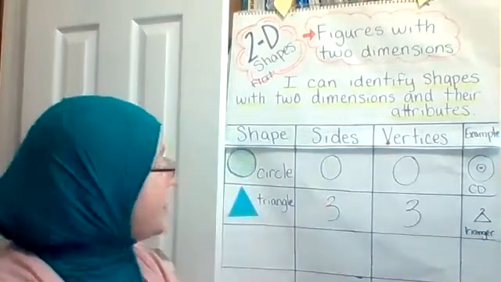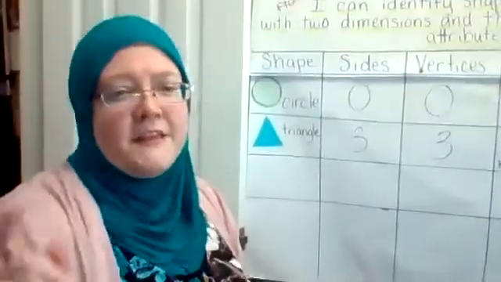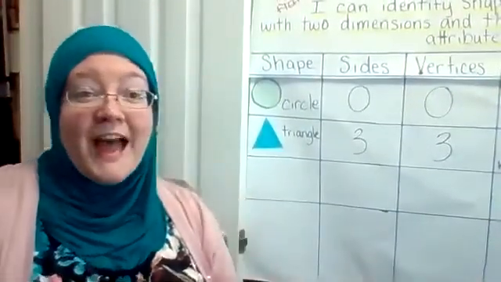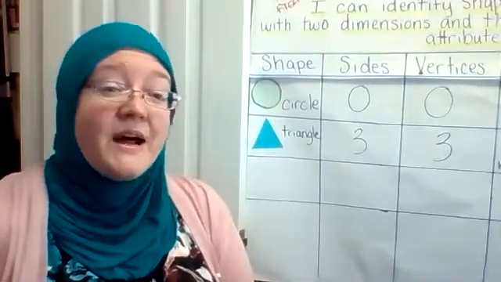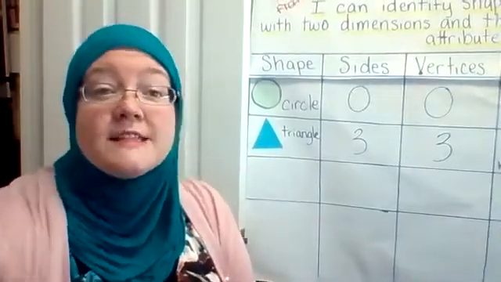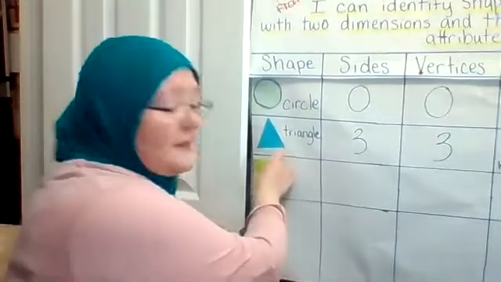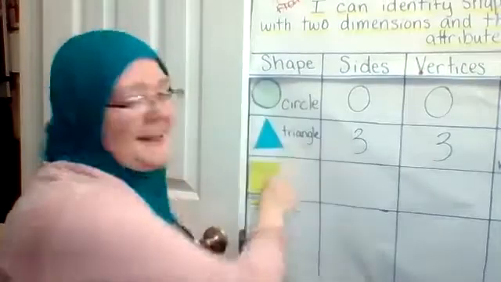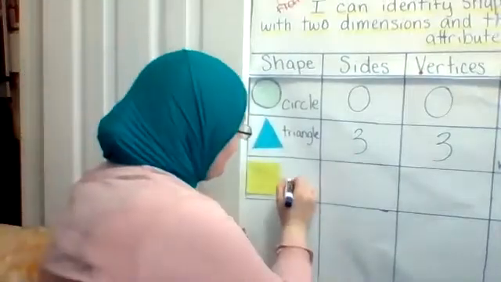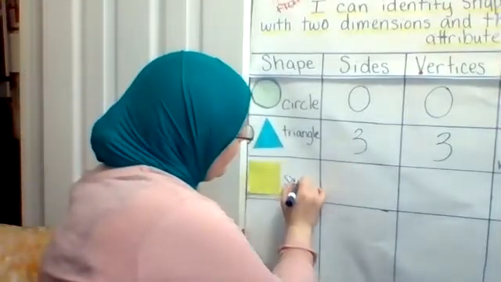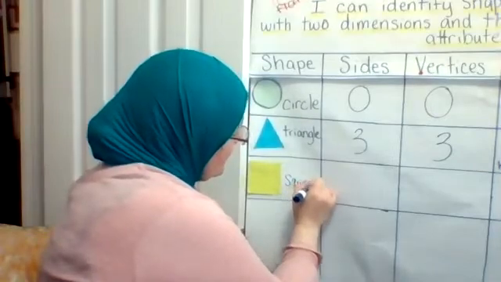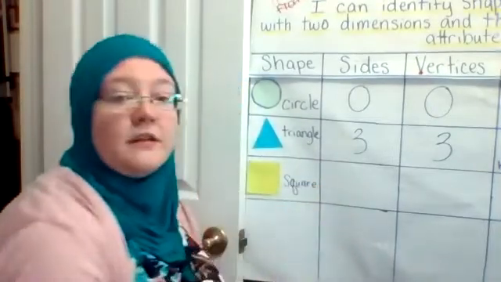Good job, boys and girls. We have 2 more shapes to go. This time I'm thinking of a shape that has 4 sides, but what makes me special is that all of the sides are the same length. What am I? That's right, the square. Can you say square? Good job.